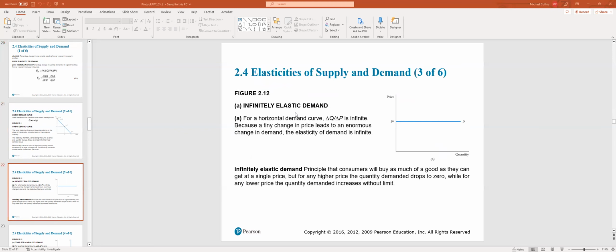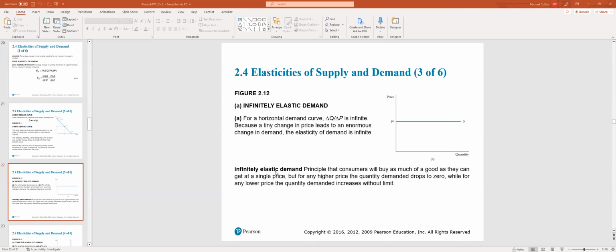Infinitely elastic demand. So this is for a horizontal demand curve. Change in Q over change in P is infinite because a tiny change in price leads to an enormous change in demand. The elasticity of demand is infinite. So these are things that are very, very sensitive to price changes. I can't think of one at the top of my head at this second, but think about something. If you raise the price by $1, no one buys it, right?